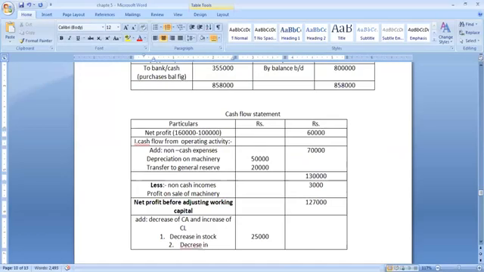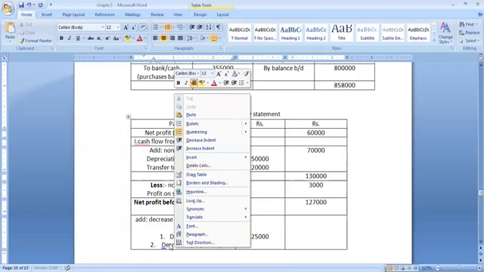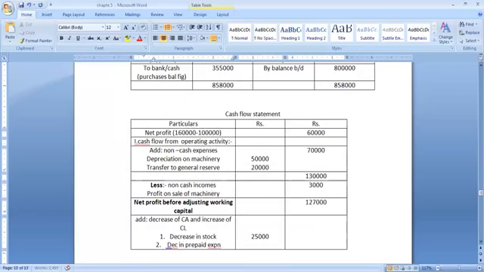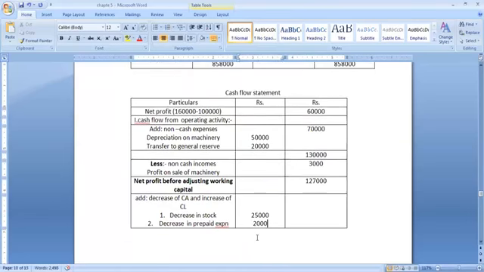Okay. There is also the second transaction, which is decrease in prepaid expenses. So what is the value of the prepaid expenses decrease? It is 2,000, which has been reduced.